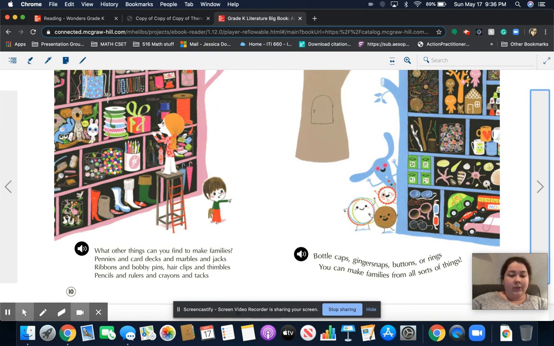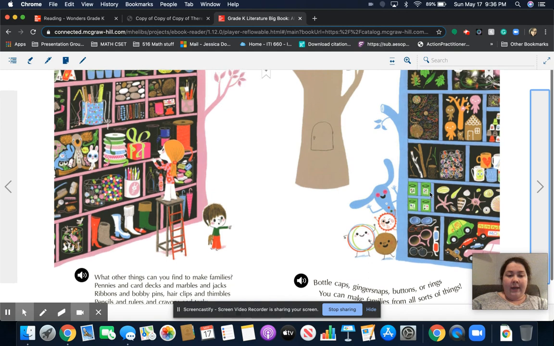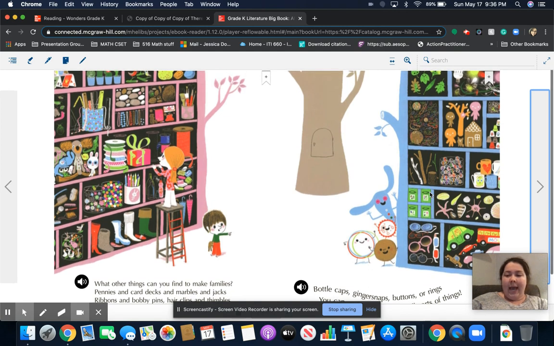So look, scholars, look and see what you can find in our picture and ask yourself some questions. What is in our picture? Who is in our picture? Where are we? When is it? And why? Why are the things happening the way that they are? Think about that as we look at this picture.